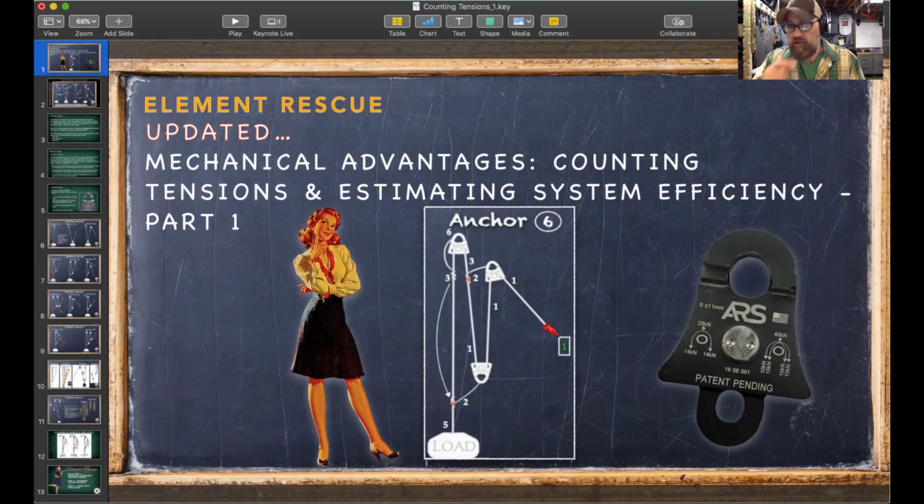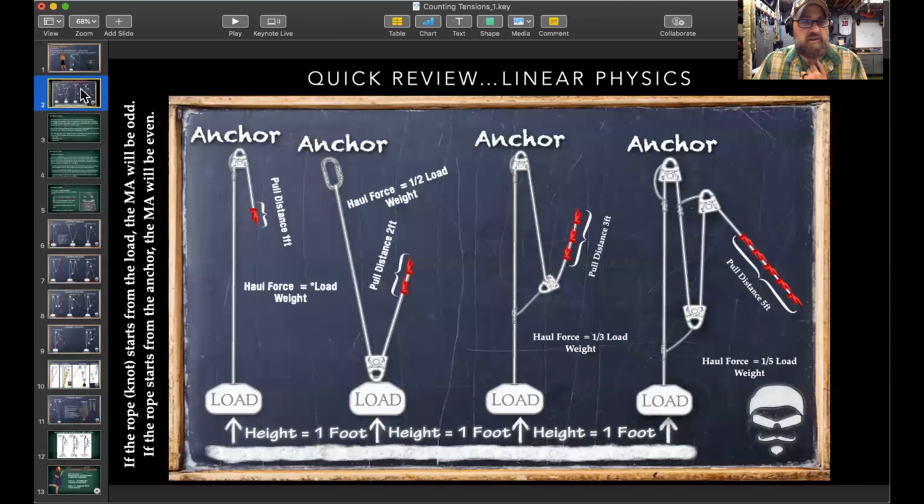This is very Newtonian in nature, meaning that it's linear physics, and nothing in the real world where you work is linear. It's all nonlinear. So there's a lot of other things that are going to play a role in what your true actual mechanical advantage is, but this is actually where we have to start. So getting into this, we will start right here.